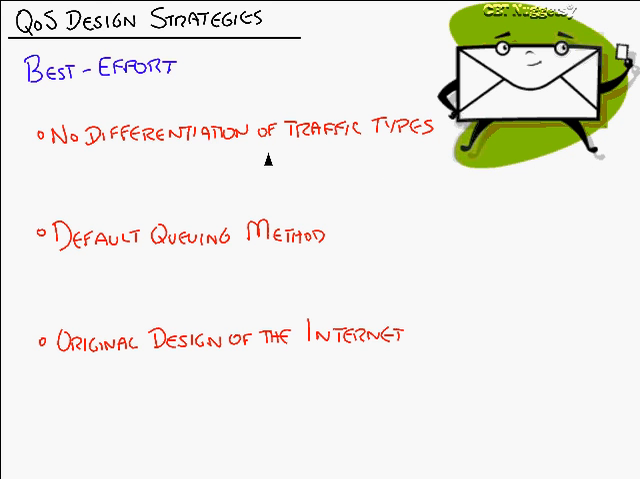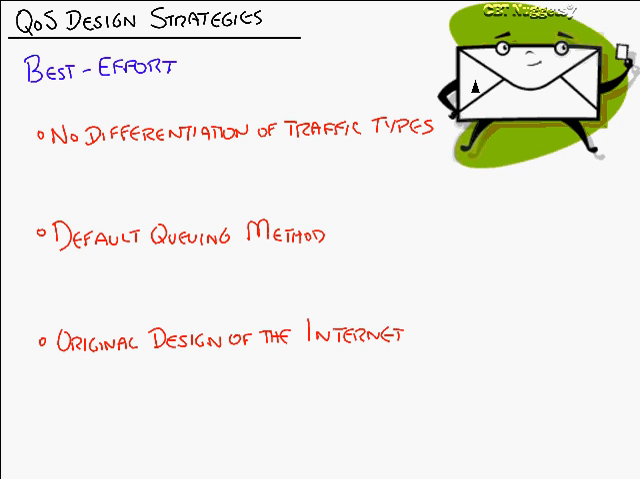And with best effort, you don't have any differentiation. Everything is treated the same. It's the default queuing method. When you pull a router out of the box or a switch out of the box, they all treat traffic the same way, as it should. And this was the original design of the internet. When you look at the internet, every traffic is treated the same way. Once it leaves your network, you have no control over it. Now, that is changing in modern times with the advent of voice over IP, where service providers are now providing telephone service over their internet or data networks, and I'll talk more about that.